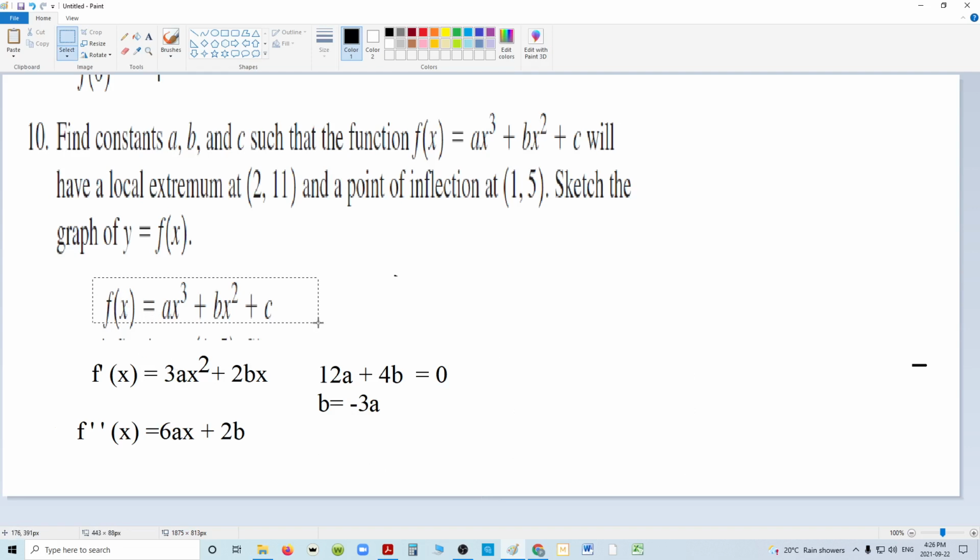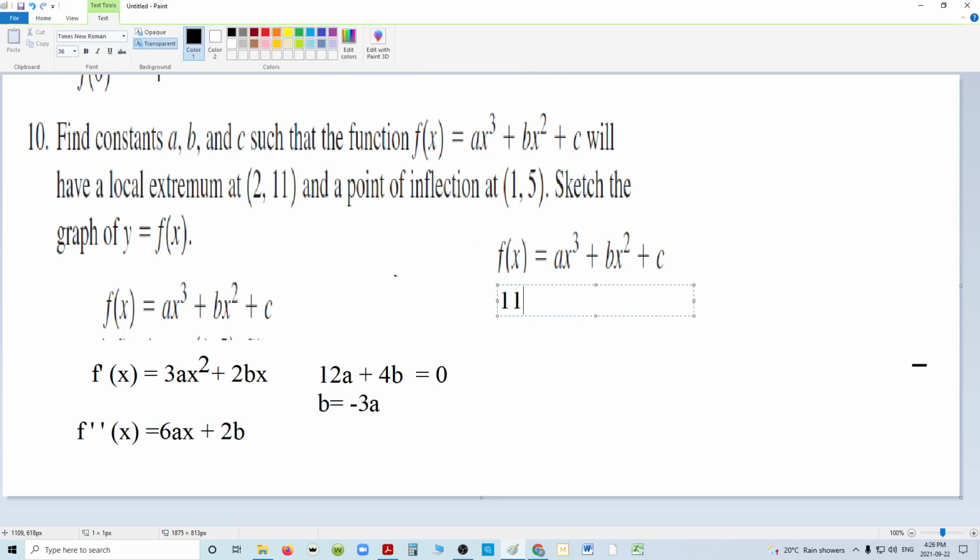What else do we have? Well, we have the original formula. And we know in that original formula, when y is 11, x is 2. So we'll just put that in. We get 11, and what is 2 cubed? It's 8. What is 2 squared? It's 4. So we know that 11 is equal to 8a plus 4b plus c. But we also know that when y is 5, x is 1. So we're going to have a times x cubed, which is a, b times x squared, which is b, plus c. So we have another equation with 3 variables that's different from our first equation.